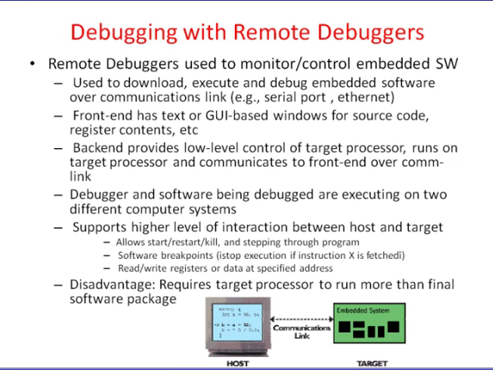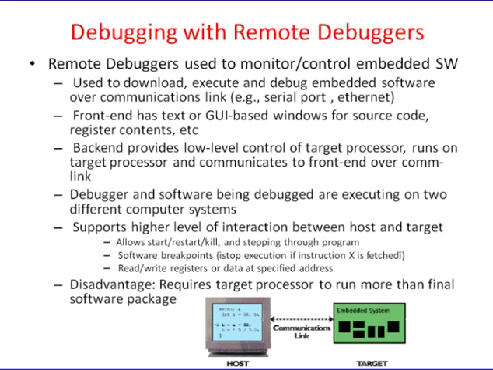Debugging with remote debuggers. If you are trying to debug a program running on a machine that cannot run GDB in the usual way, it is often useful to use remote debugging. A remote debugger can be used to download, execute, and debug embedded software over a serial port or network connection between host and target. The front end of a remote debugger runs on the host computer and provides the human interface. It has a text or GUI based main window and several smaller windows for the source code, register contents, and other relevant information about the executing program.